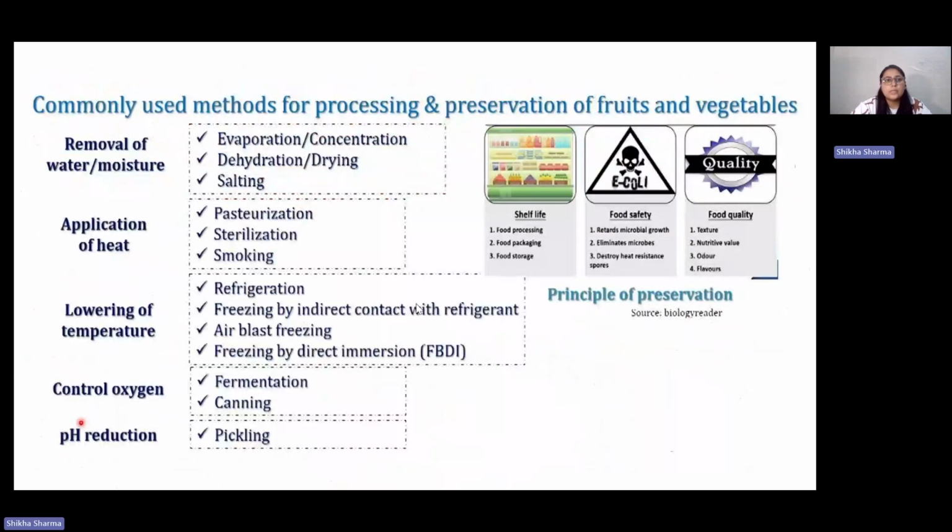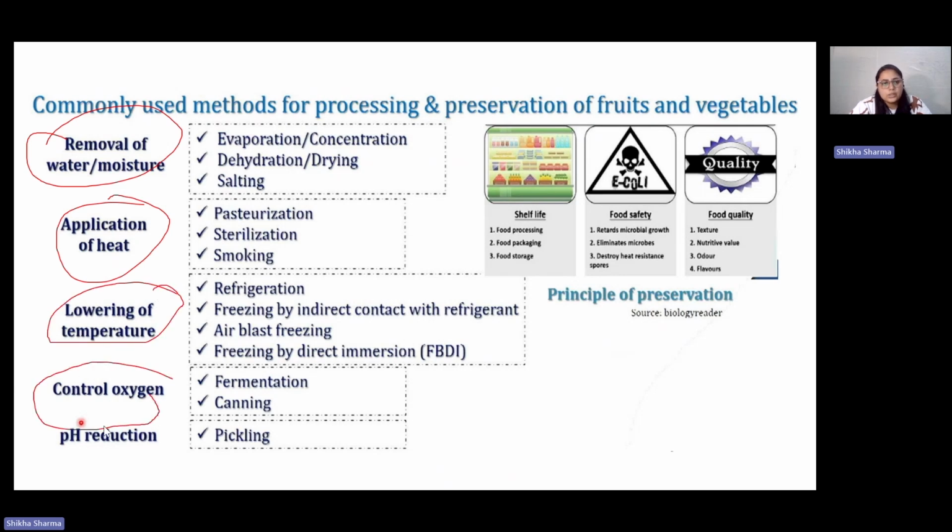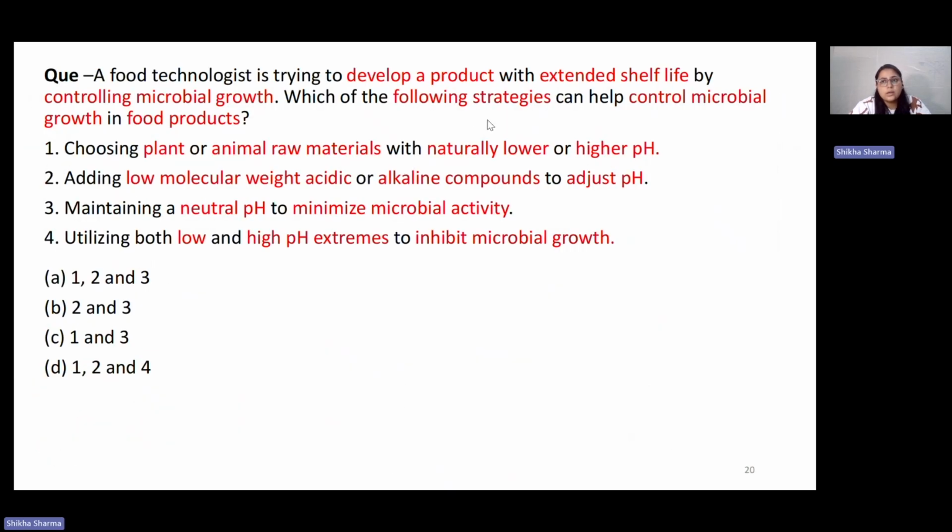So basically microorganisms can be killed, or the food can be preserved, using different methods. Fruits and vegetables can be preserved using different methods, like removal of water or moisture, application of heat, lowering of the temperature, control of oxygen, and pH reduction. So in the next question, we are discussing how pH plays a role in the growth of the microorganisms.